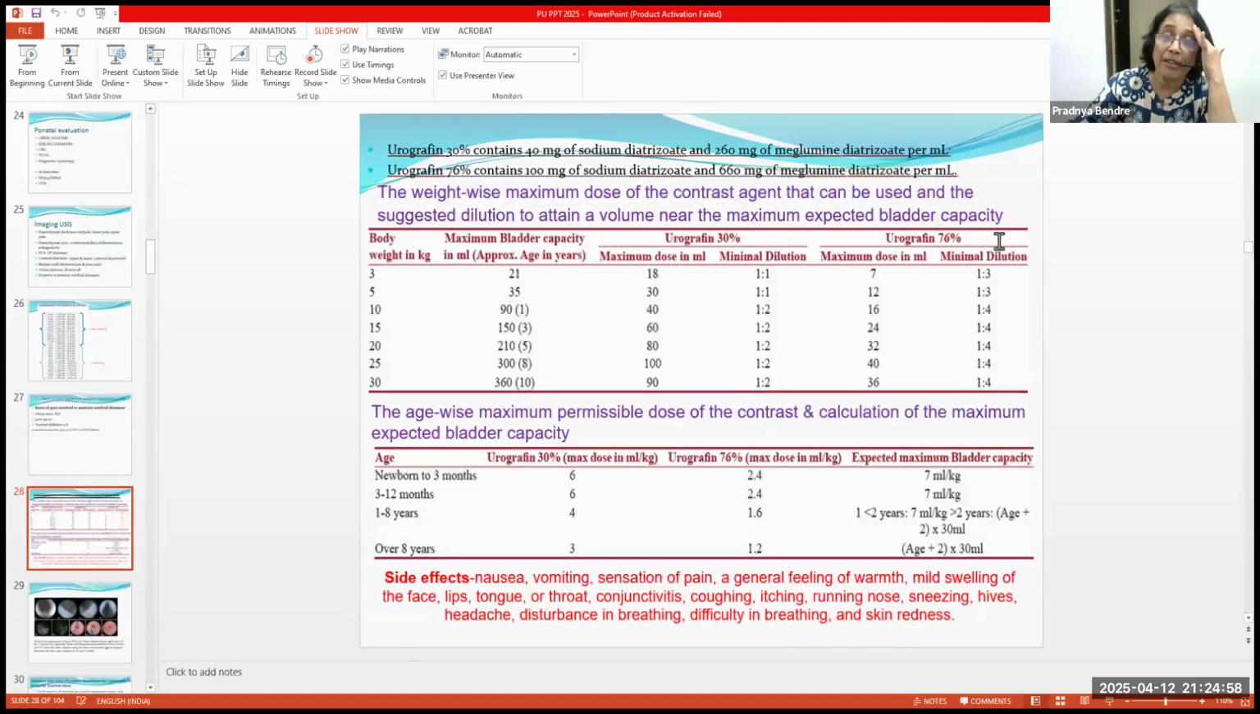Now, these are the standard guidelines given by the Indian Association of Pediatric Surgeons, in a consensus statement, so I will not go into detail of these guidelines. You can just read the consensus statement, where every final detail about how much urografin should be given and what the rate should be is given. You can go through that.